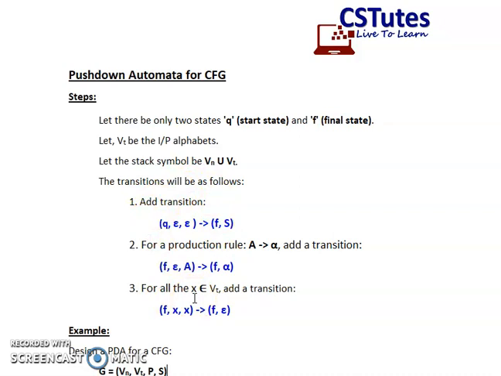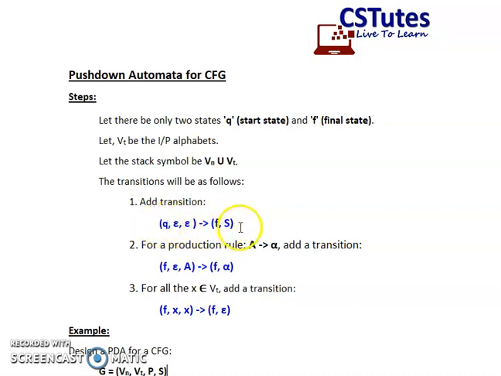in order to convert a CFG to a PDA. For these transitions, the first transition states that for a start state Q, providing an input epsilon and on the top of the stack, considering it to be empty, then the symbol will be epsilon. Then it moves to the state F. F is your final state and the symbol which will be placed on your stack is capital S. Capital S over here is the start symbol of your context-free grammar.